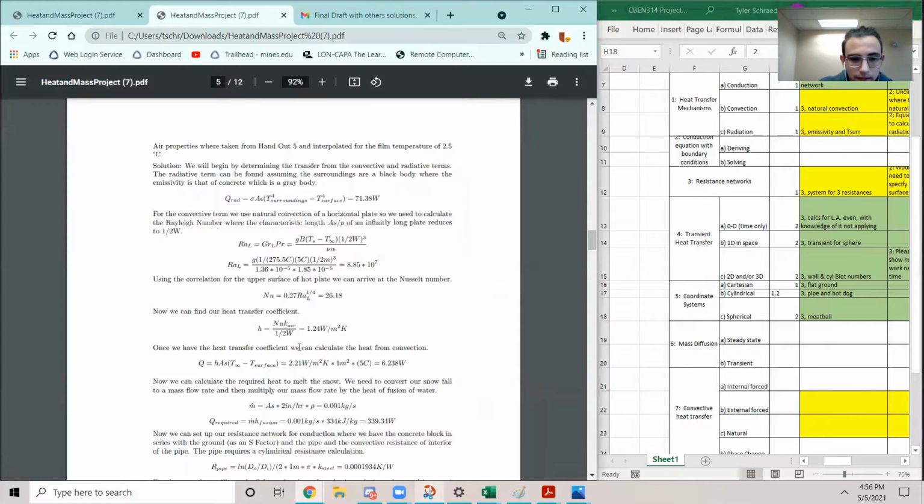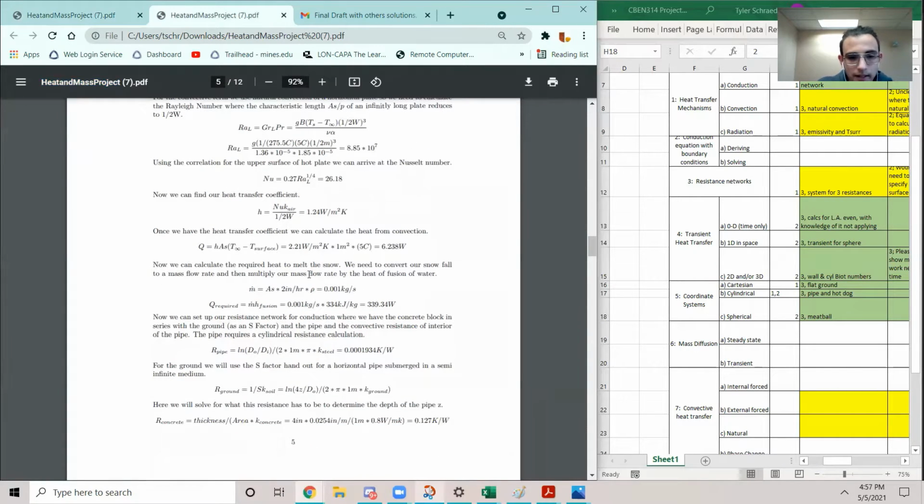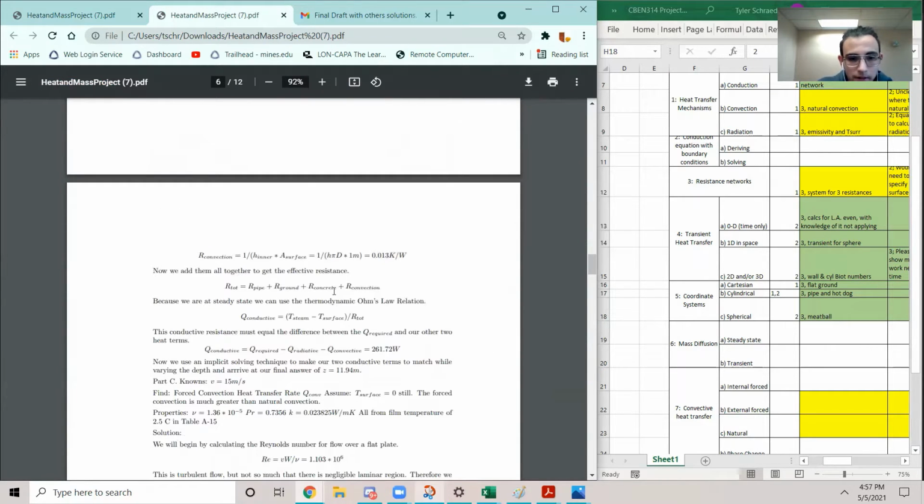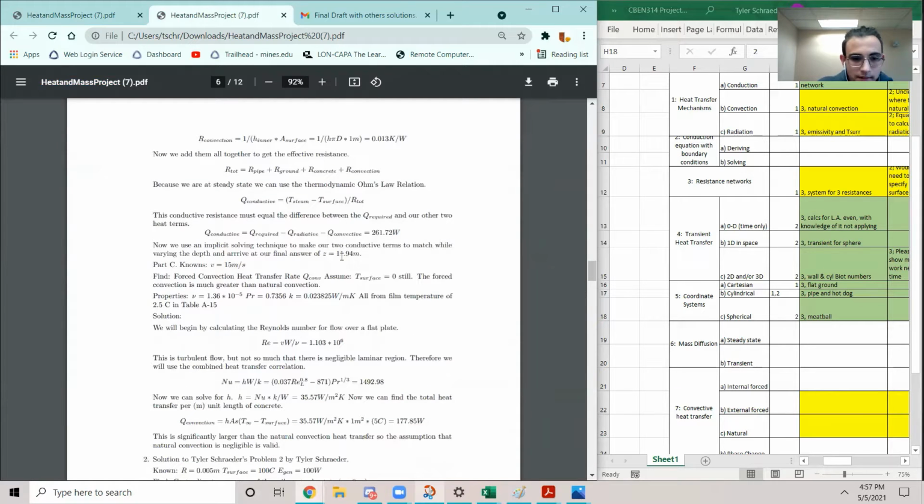So we work through that to find H, and we find our Q from that. And then we consider our snow melt to determine the Q required. And then we set up our resistance network, including the pipe, the ground, the concrete, and the convection of the interior of the pipe. And then we work through that and figure out that our conduction is this, and then we find our pipe depth by iteratively solving.